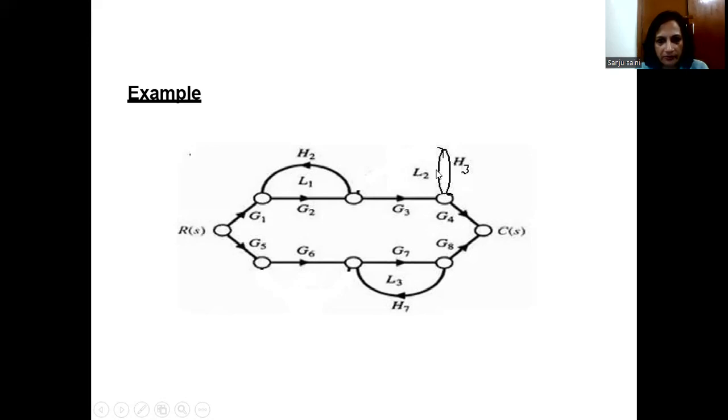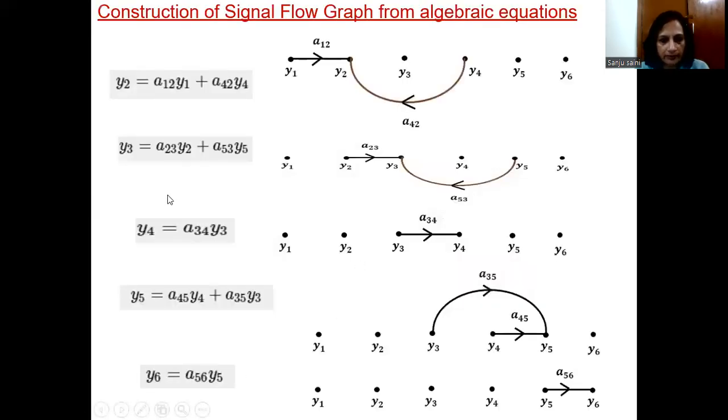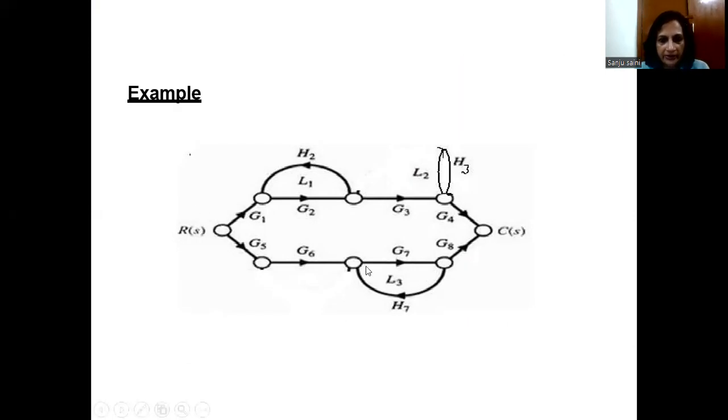It starts from this branch, then we come across a gain equal to L2, then we come across a gain equal to H3, and we come back to the same branch. This is called a self loop. Then also we can identify another loop that starts from this node, we come across a gain of G7, then a gain of L3, and we come back to the same node. So this is also a loop. So we can identify a number of loops.